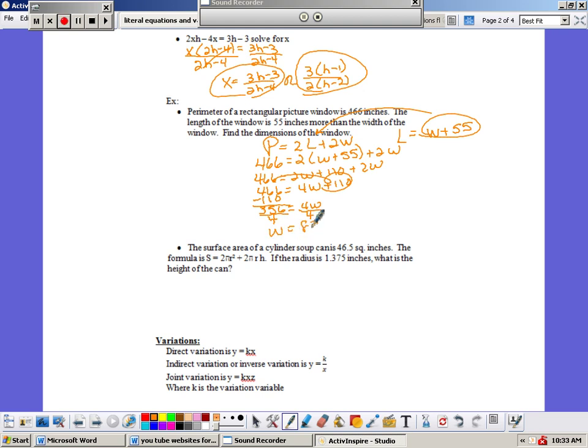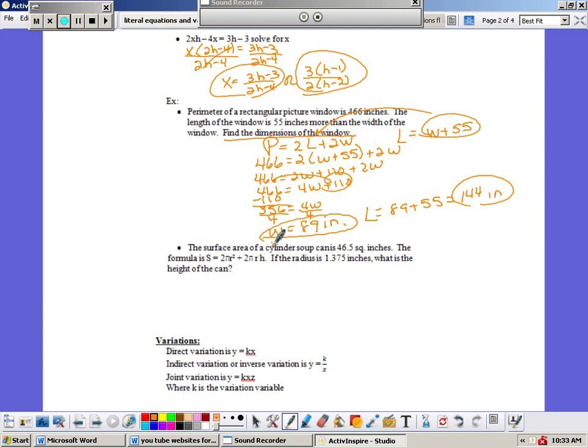W is 89 inches. Therefore, the length is 89 plus 55, which is 144 inches. So I found my width and my length. It said find the dimensions of the window, which I did.